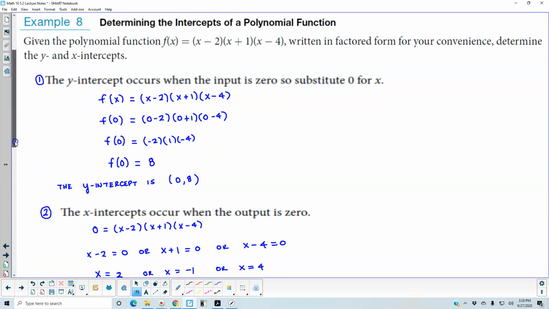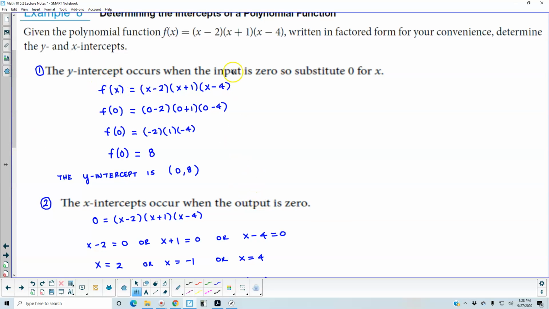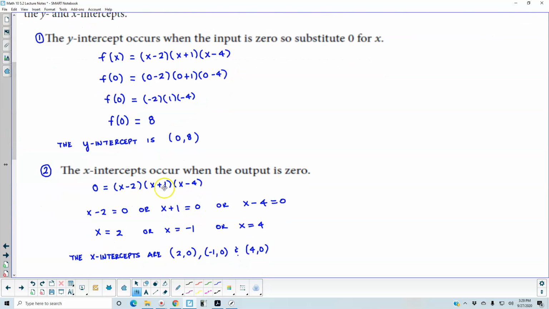Now the x-intercepts occur when we set the output equal to 0. So we're going to let f of x equal 0, and that's going to equal (x minus 2)(x plus 1)(x minus 4). Now since this is already factored, we can use the zero product rule by setting each one of these equal to 0. So we're going to have x minus 2 equals 0, or x plus 1 equals 0, or x minus 4 is equal to 0.